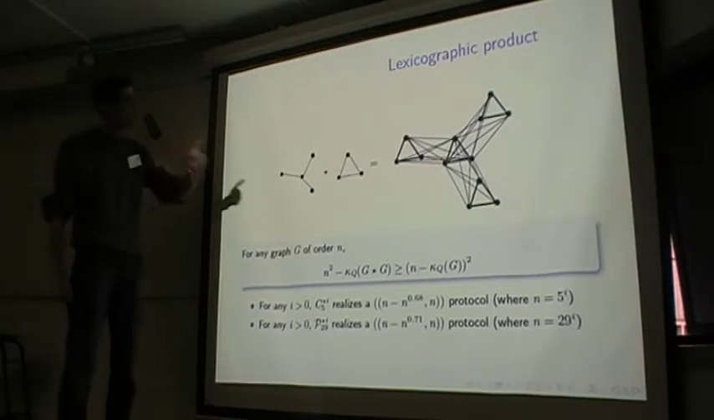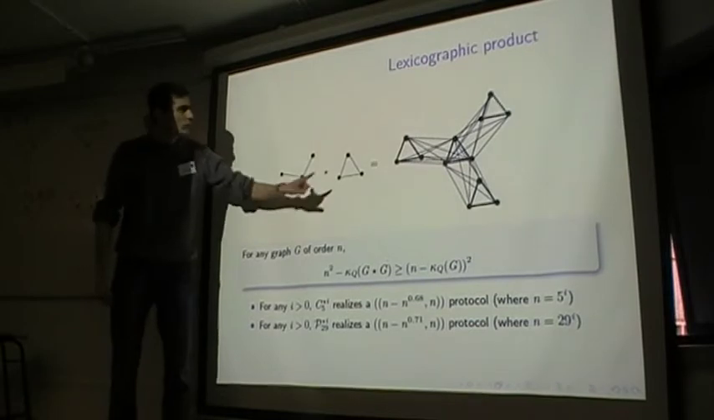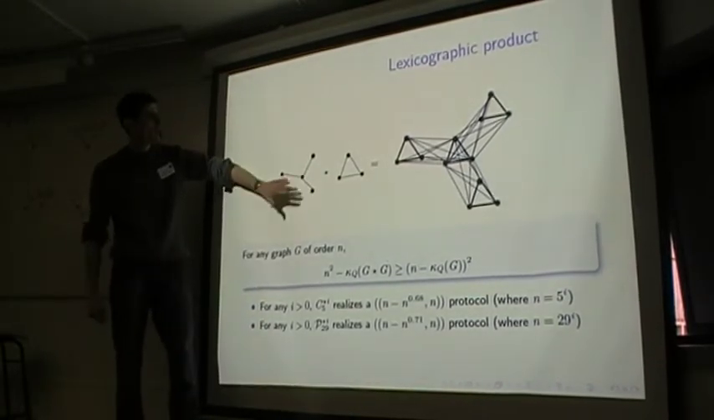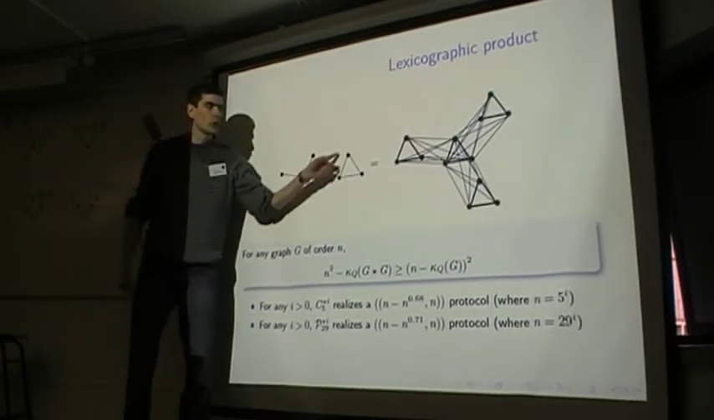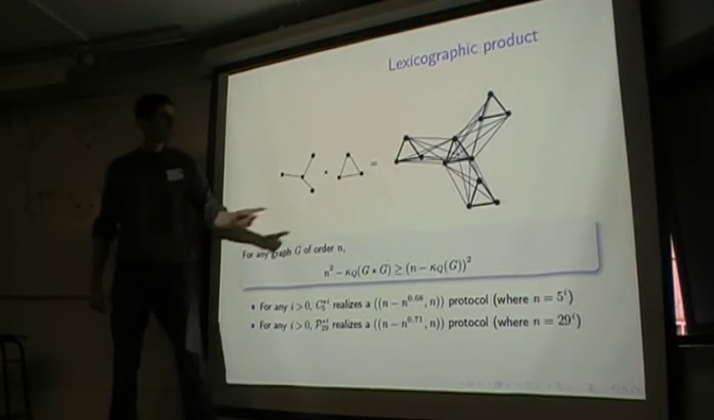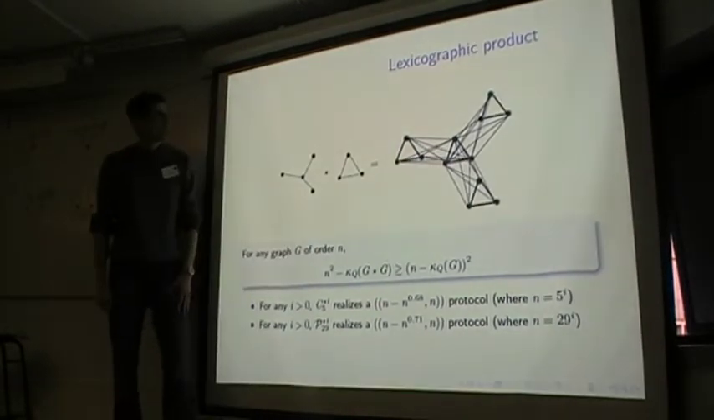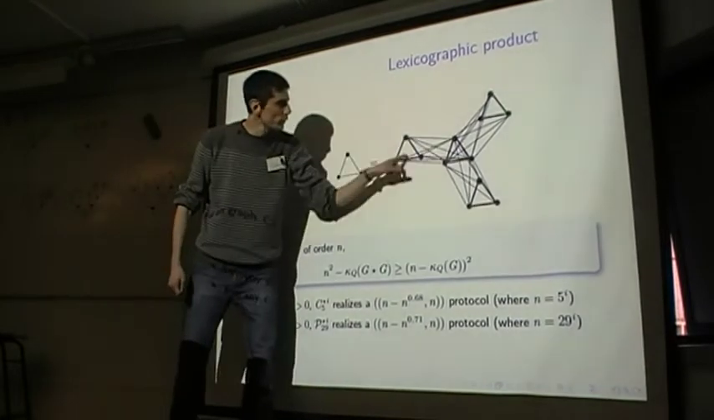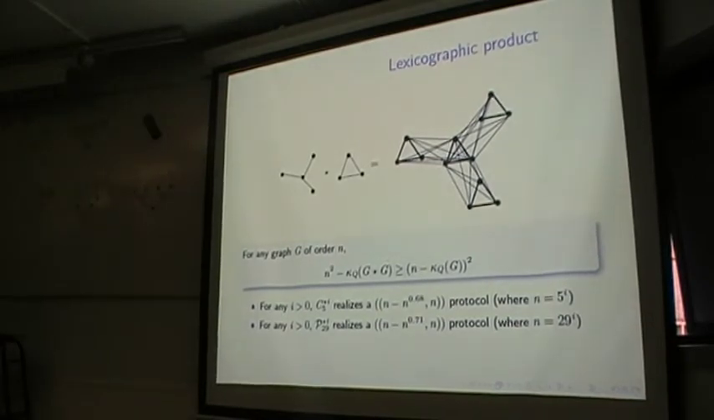So here is the definition. If you take two graphs, the product of these two graphs is this one. The idea is that you take the first graph and you replace every vertex of this first graph by a copy of the second graph. So you put triangles here, here, and there. And if there is an edge here in the first graph, you put all the possible edges between the two copies. This is the lexicographic product.